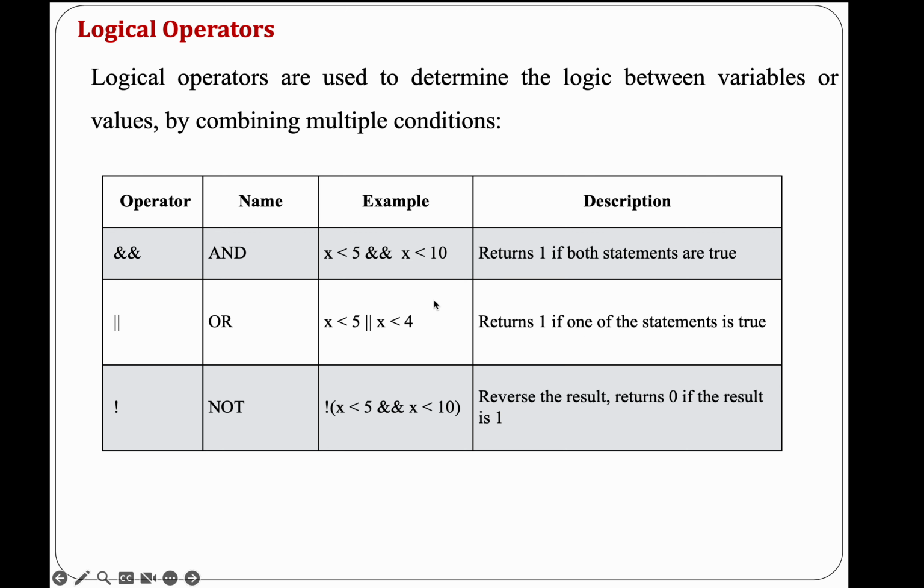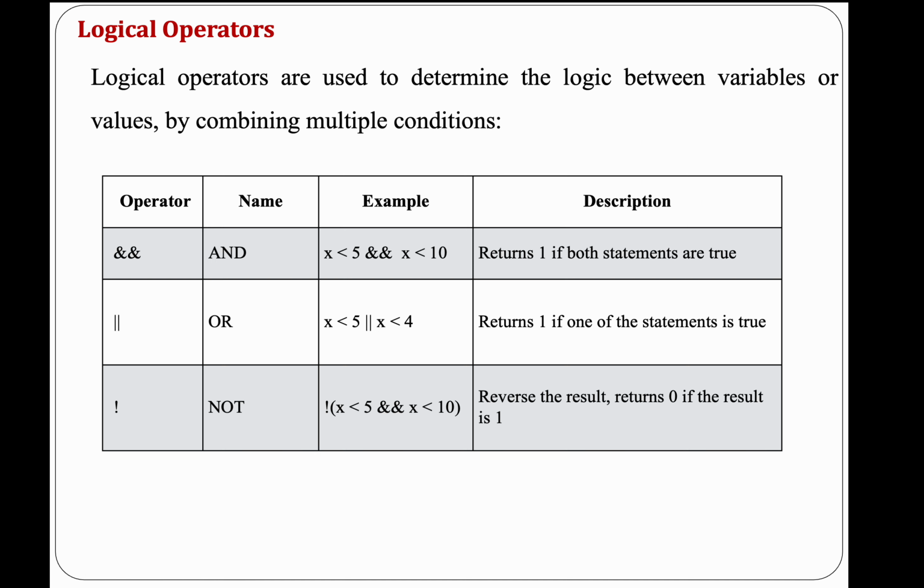OR means if any one condition is true. For example, it will check the left side, x less than 5. If this particular condition is true, then it need not worry about the right hand side, because if any one condition is true, the result will anyhow be true. But if the left hand side expression is false, then it will check the right hand side, because the right hand side expression might be true.